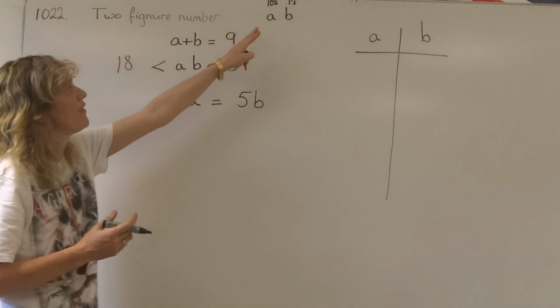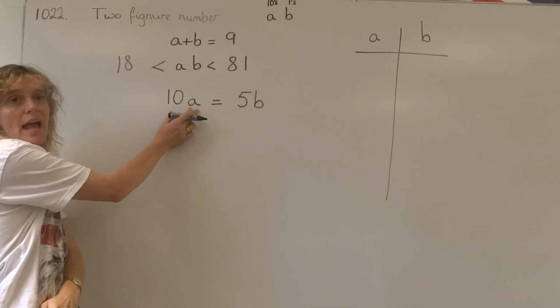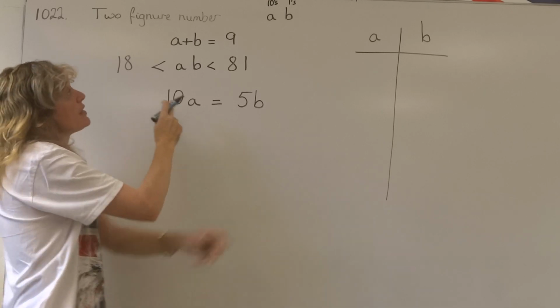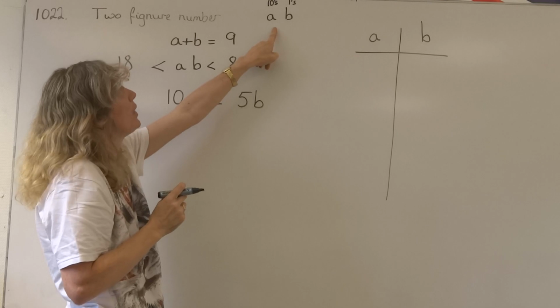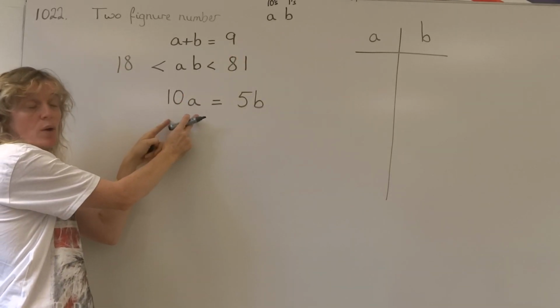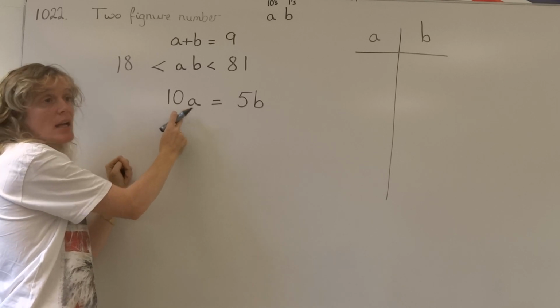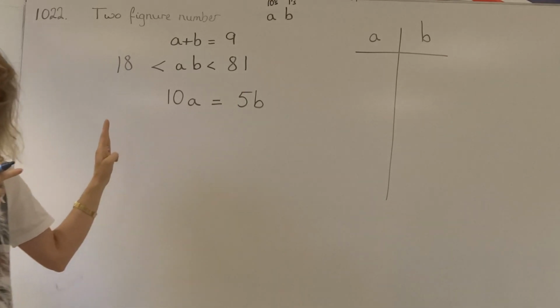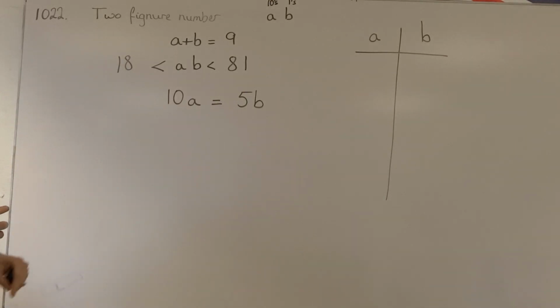But what do we know? The value of A is 10 times whatever A is. If this number was 18, A would be 1, but the value of A would be 10. So 10 times 1. So 10 lots of A equals 5 lots of B. So we can solve this algebraically. But what would we do if we couldn't solve it algebraically?